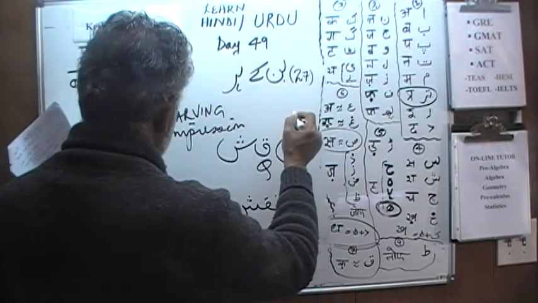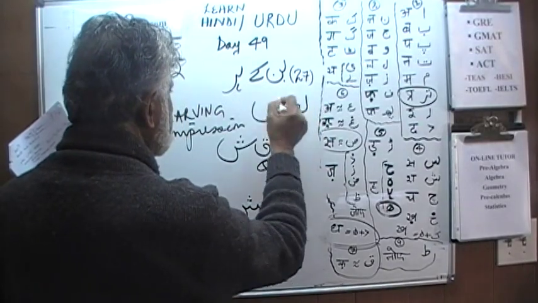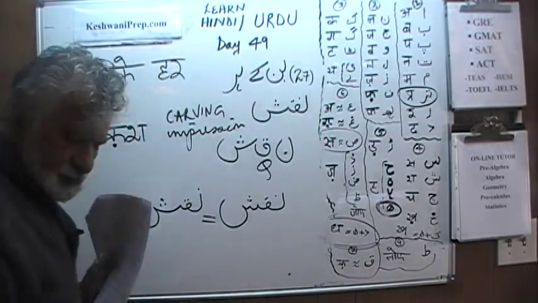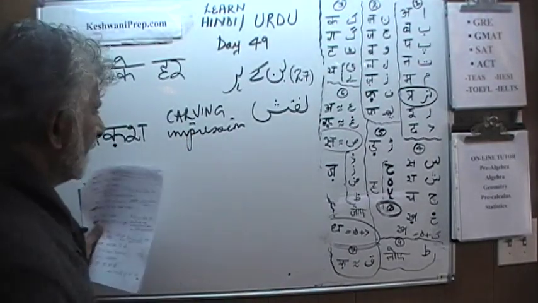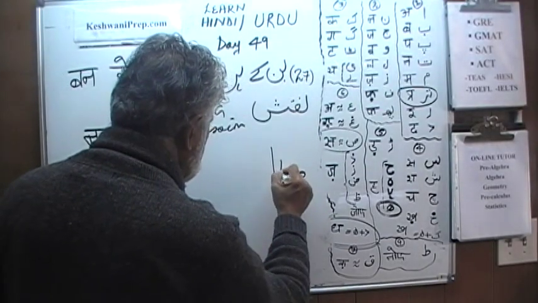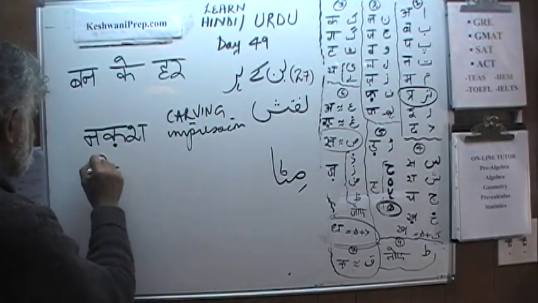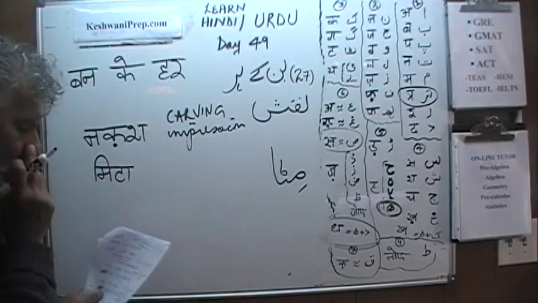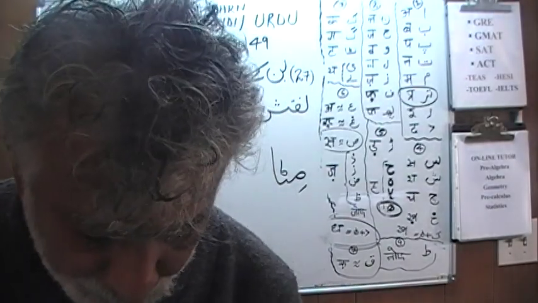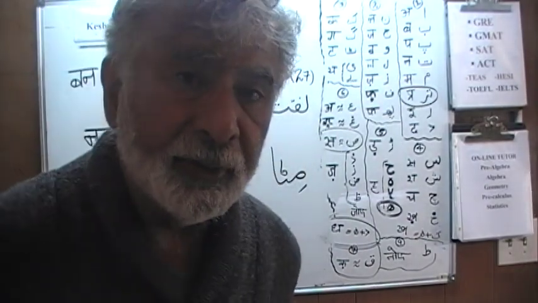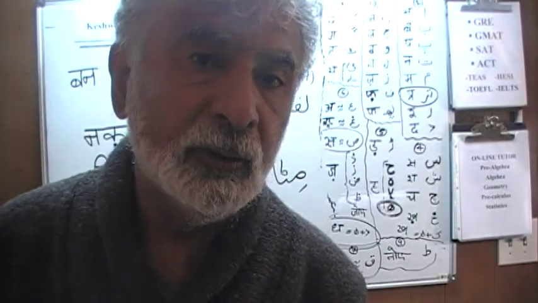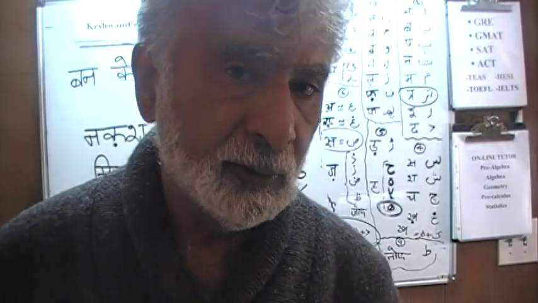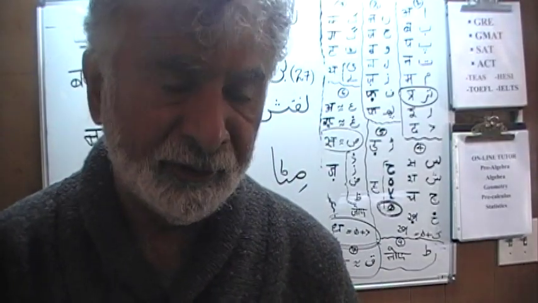Ban ke har naqsh mita. Every impression that I had, every hope that I had, every outline, every picture in my mind of what would happen between the 2 of us, it was all erased. It was all gone. It never happened. Mita means to erase. Ban ke har naqsh mita.